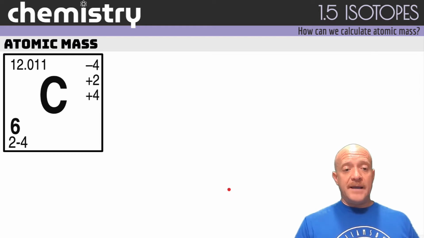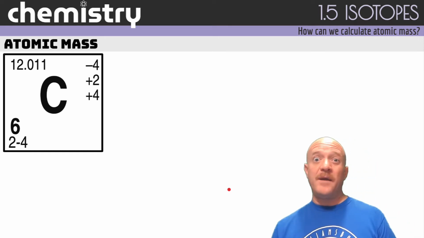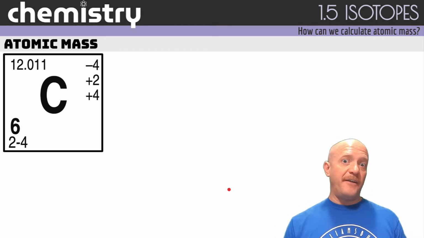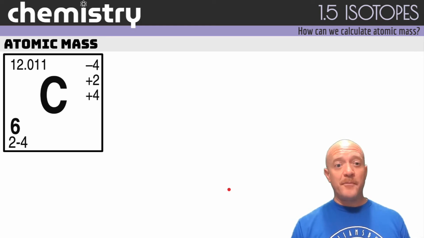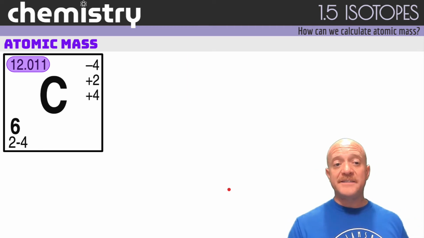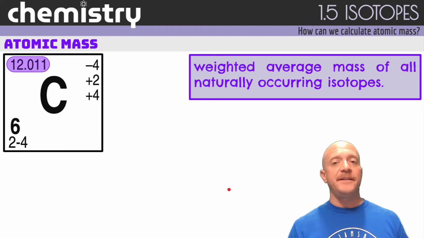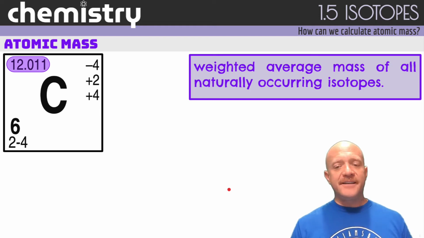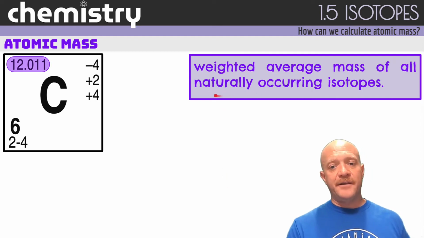Now this is how you are going to calculate the atomic mass. On the reference table, you are given many different formulas that you have to know, and those are on the back page of the reference table. However, this formula is not provided to you. You just have to memorize this one. Remember, the atomic mass is the weighted average mass of all of the naturally occurring isotopes. The Regents likes to trick people a lot, but basically it's an average, and it's only the naturally occurring isotopes.